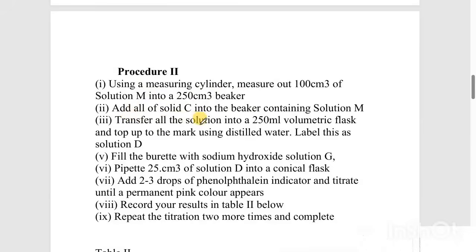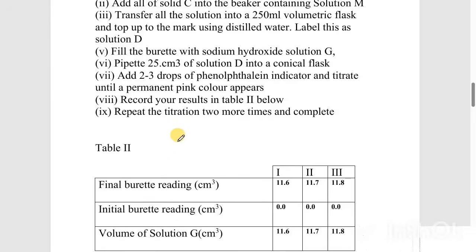Transfer all the solution into a 250 ml volumetric flask and top up to the mark using distilled water. Label this solution D. Fill the burette with sodium hydroxide solution G, pipette 25 of solution D into a conical flask, add phenolphthalein indicator, then titrate.